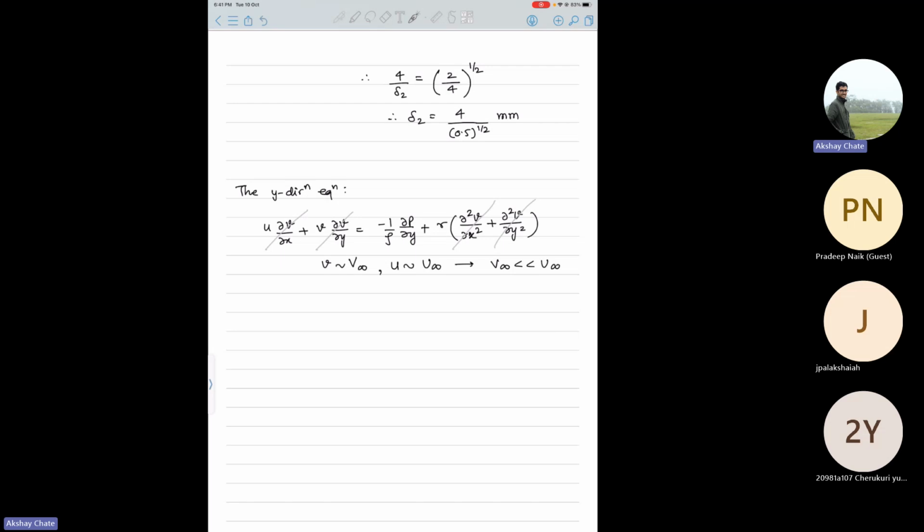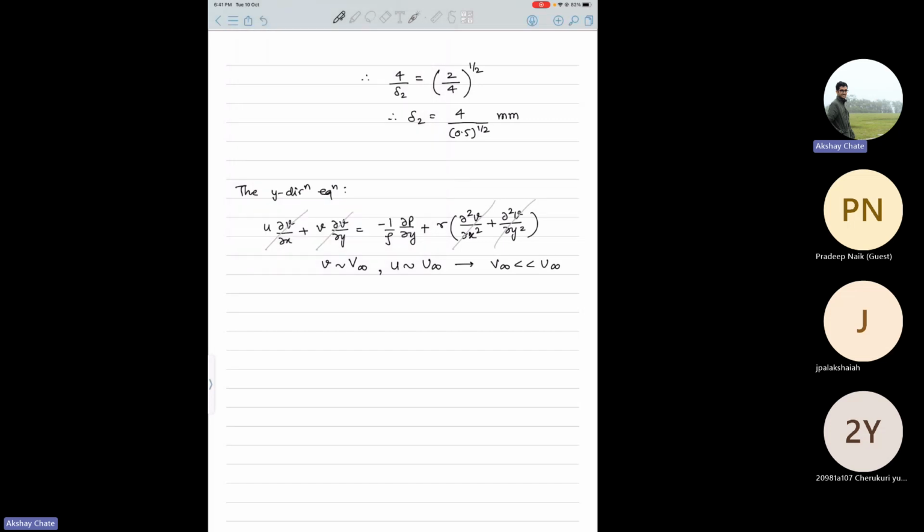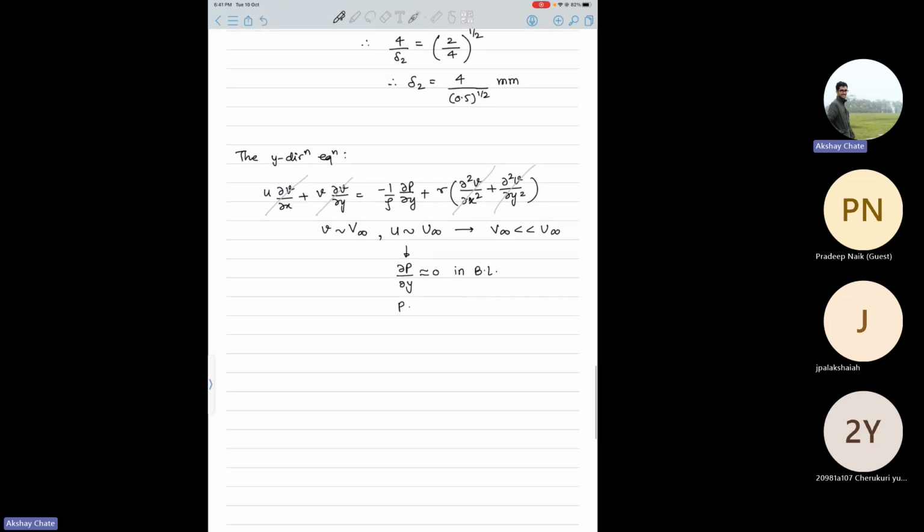So the conclusion of the y-direction Navier-Stokes equation scaling analysis is that ∂p/∂y is almost equal to 0 in the boundary layer. That means pressure is not a function of y inside the boundary layer. If it is not a function of y, then pressure is a function of x, because it's only x and y, right? It's a 2D flow. It is a function of x only.